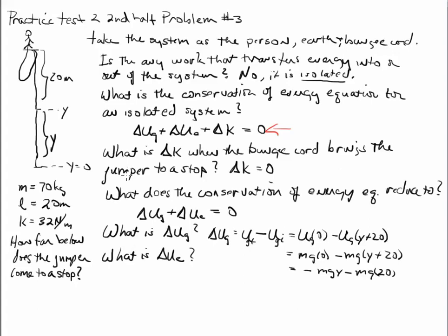What is the change in elastic potential energy? Change in elastic potential energy is the final elastic potential energy minus the initial elastic potential energy. The initial elastic potential energy is zero. It's unstretched, and it stretches by y, so the final elastic potential energy is 1/2 ky squared.